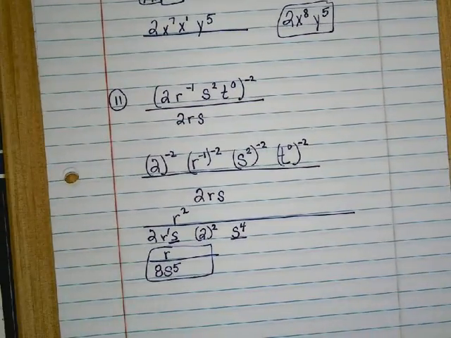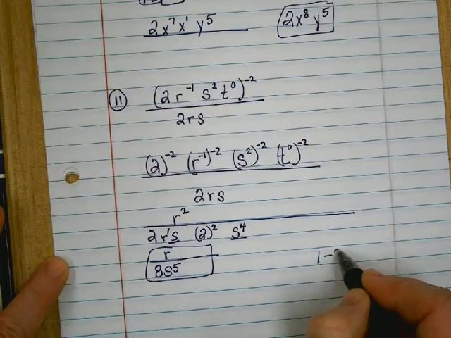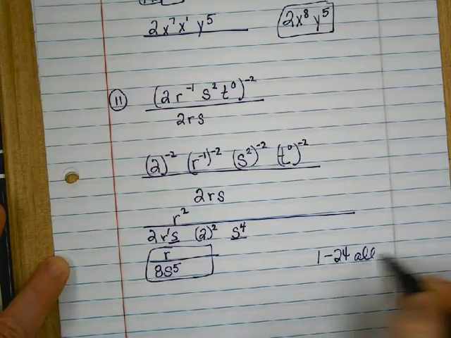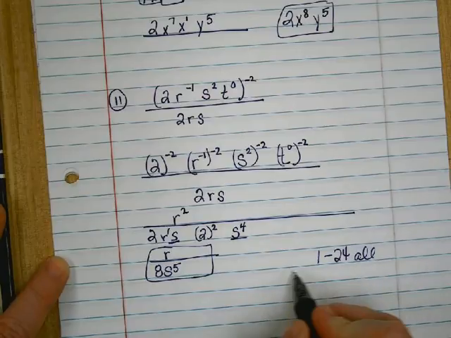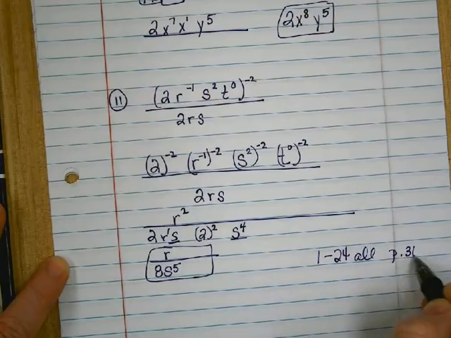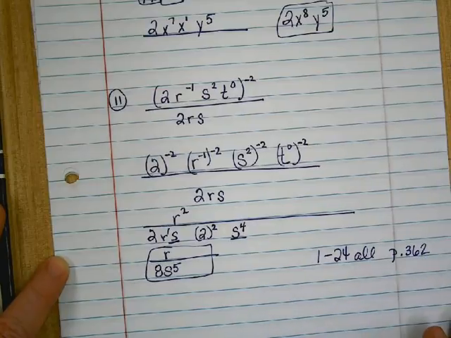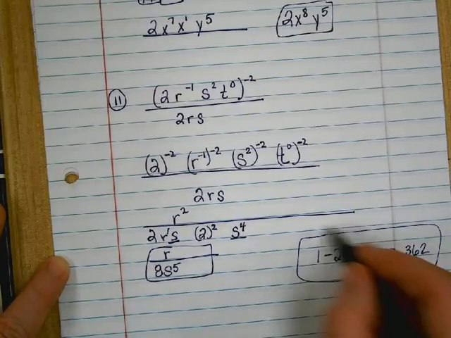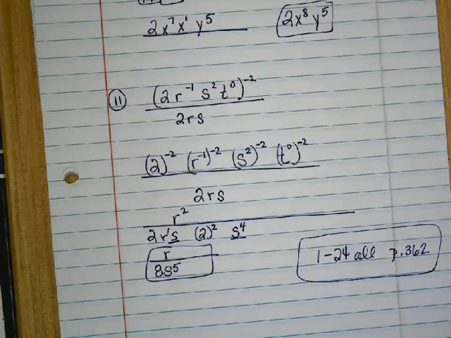Okay. I want you to do 1 through 24 all. Of course, I've done a few of them. I've done number 2, number 6, and number 11. This is on page 362. If you get stuck on one, ask me about it, okay? Because this is just a review page. This is just a review lesson. This is preparing you for chapter 7.